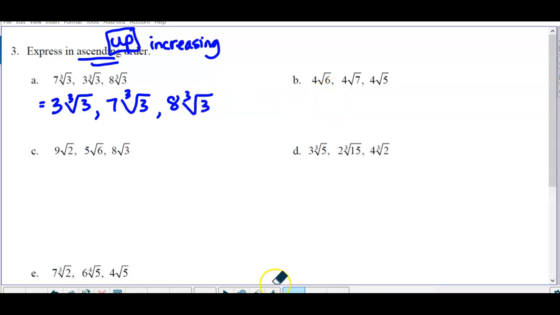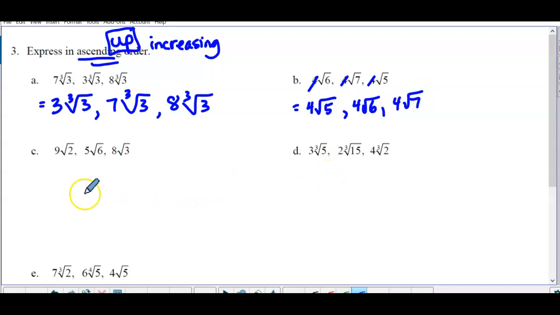Or B, if you take a look here, the index of each root is 2. They're all square roots, so they're the same. The radicands are different, but the coefficients are all the same. So really, you don't even need to think about the coefficients. Now, look at the radicands and look at increasing order of those. When you list them, still include the 4, because that was in the original. So 4 root 5, and then 4 root 6, and then 4 root 7.